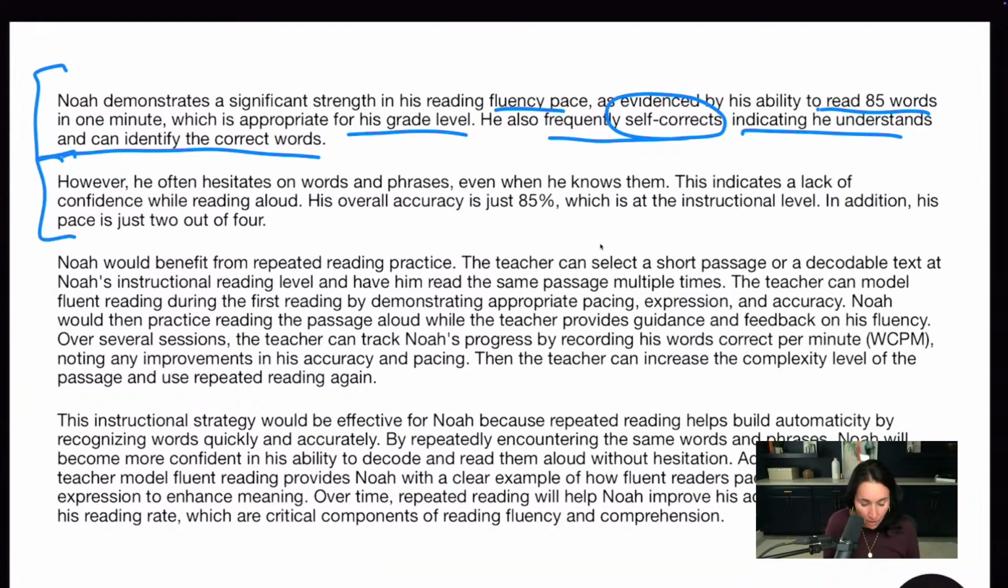But, however, he often hesitates on words and phrases, even when he knows them. This indicates a lack of confidence while reading aloud. His overall accuracy is just an 85%. You could just say, however, his overall accuracy is just 85%, which is at the instructional level. And in addition, his pace is only a 2 out of 4.